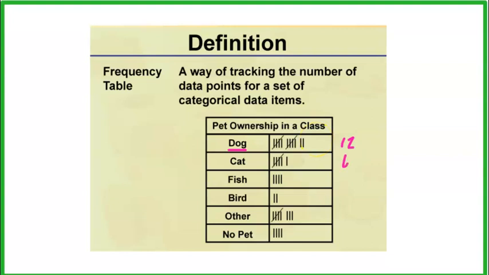Cat, we have 6 people. Fish, we have 4. Bird, we have 2. Other pets, we have 8. And no pet, we have 4. So it's a way of seeing how many people have a certain amount of something.